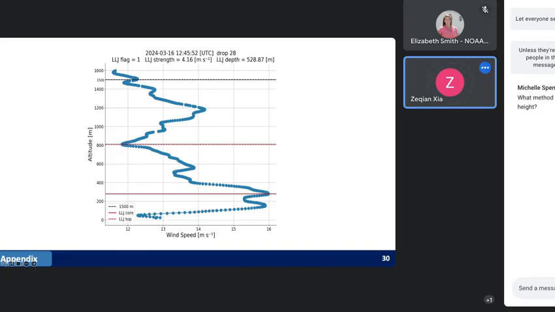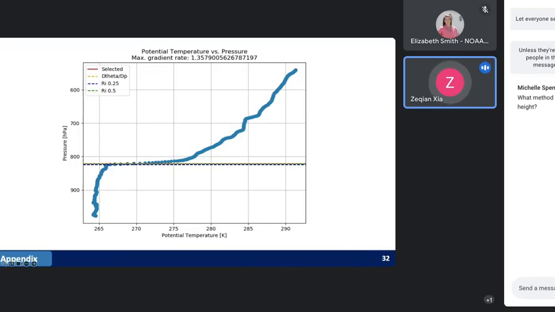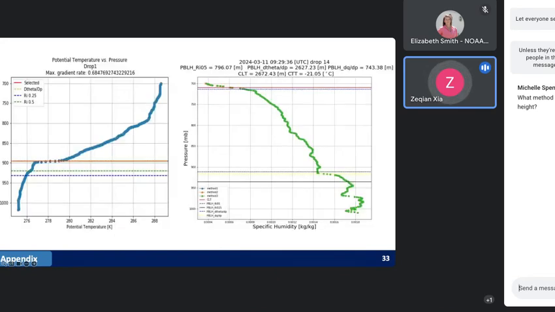Let me put this up. I tried different ways. The first, very common one is the d theta dp, the maximum gradient of the potential temperature over the pressure. Another two ways use the Richardson number with thresholds 0.5 and 0.25. In most of the cases, these three methods agree with each other very well, and we can see they overlap. For some other cases, the d theta dp is over here, but the Richardson number is relatively lower. For this case, I just rely on d theta dp.